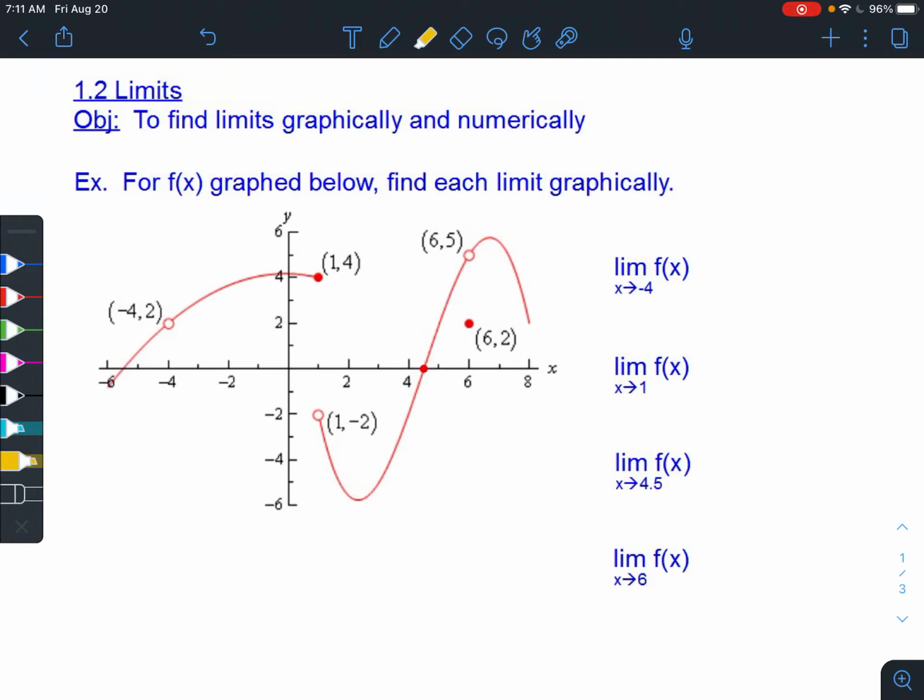All right, hello. We're going to go Chapter 1, Section 2, Limits. Okay, our objective here is finding limits graphically and numerically. All right, our first example for f of x graph below. You see we got a piecewise function of some sort down there. Okay, we're going to find each limit graphically.